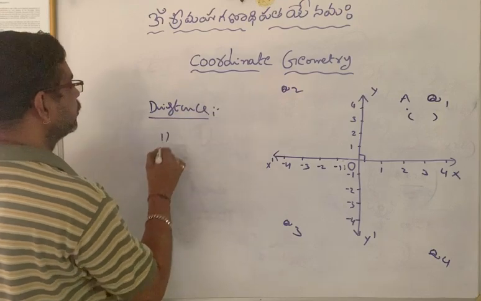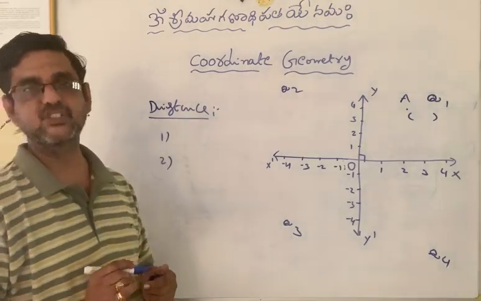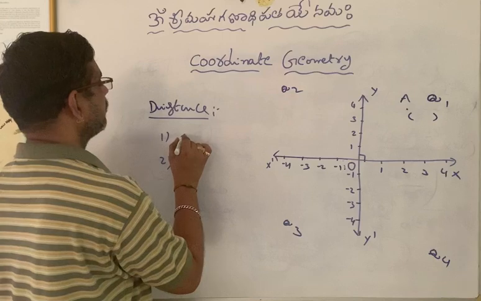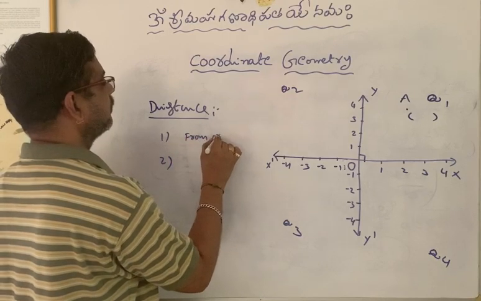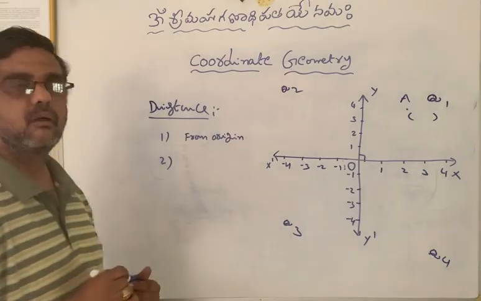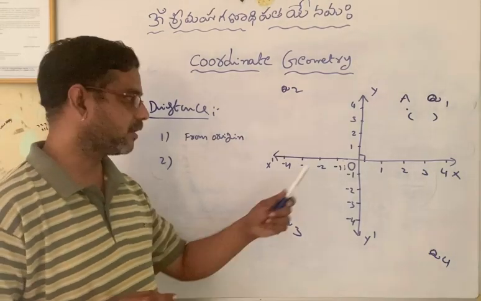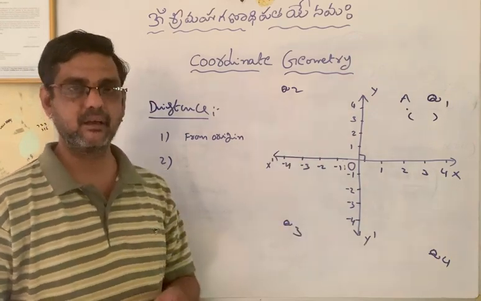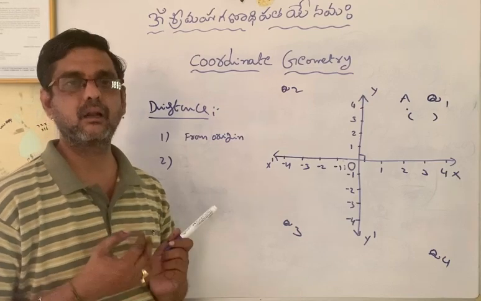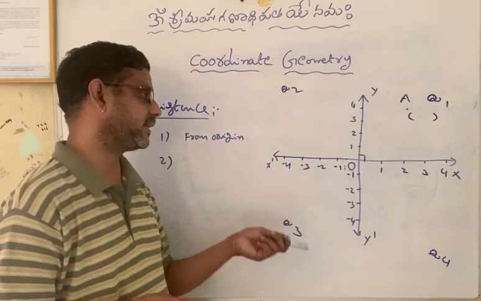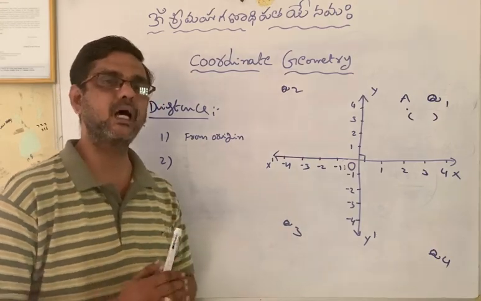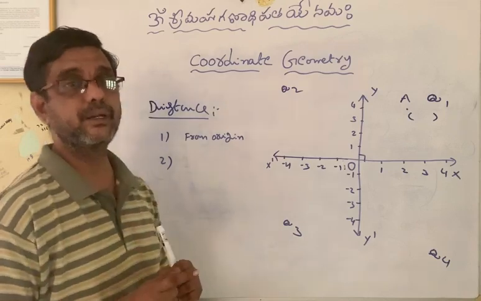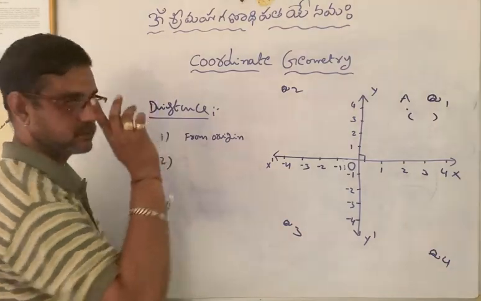Distance formula. Again, two concepts will be there in distance formula. One, how far a point in the Cartesian plane is from the origin. It means finding the distance between the origin and any point in the Cartesian plane, whether it lies in the first quadrant, or the second quadrant, or the third quadrant, or the fourth quadrant, or on the x-axis, or on the y-axis, how far it is away from the origin. That length, that distance we are going to find out. That is the first concept.